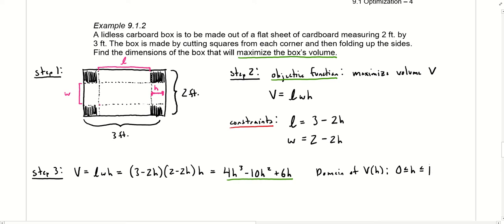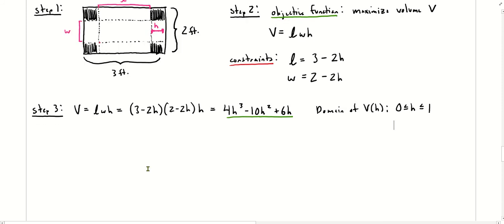In terms of these physical measurements like width, h has to be at maximum 1, because if it's anything greater than 1, w, width, goes negative. If h is 1, length is still a positive quantity, that's fine. But w is the one that's restricting the domain here, in the sense that the maximum h can be is 1 in order for all 3 dimensions, length, width, and height, to be greater than or equal to 0. So here's our domain. Okay, so there's step 3.